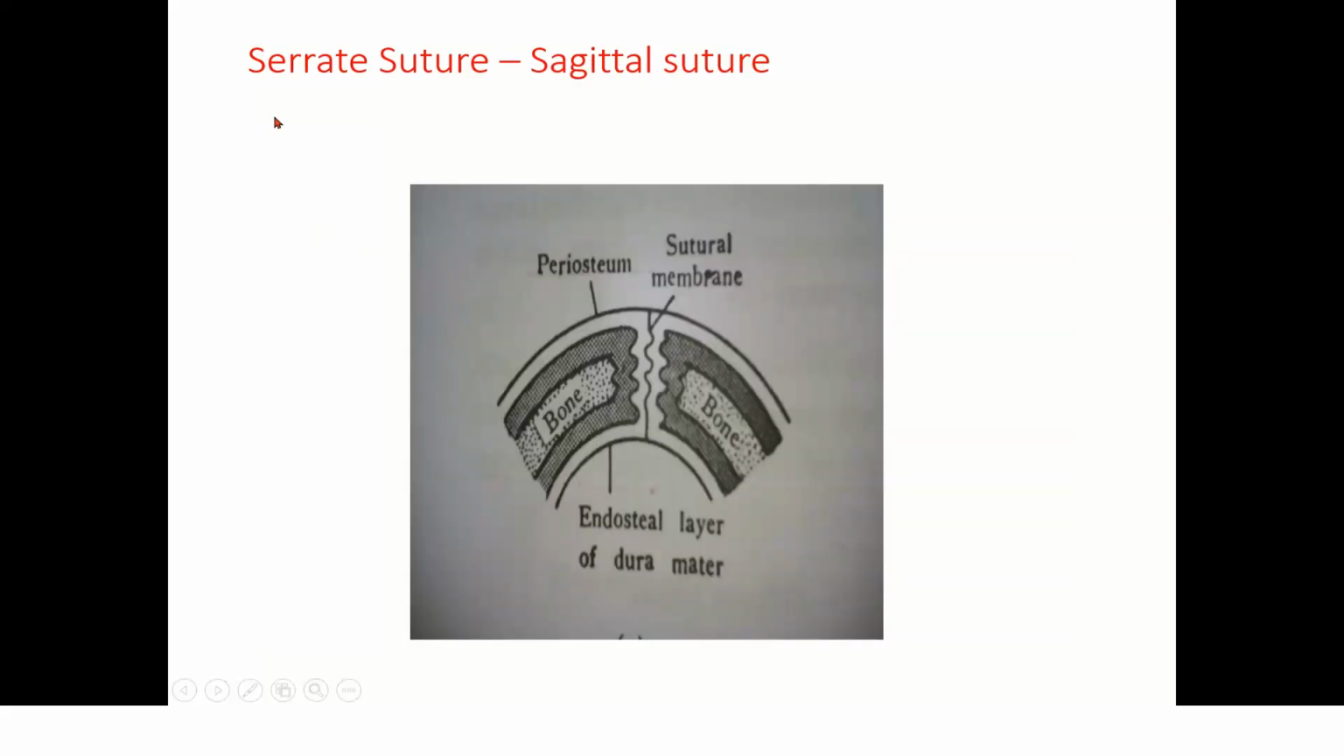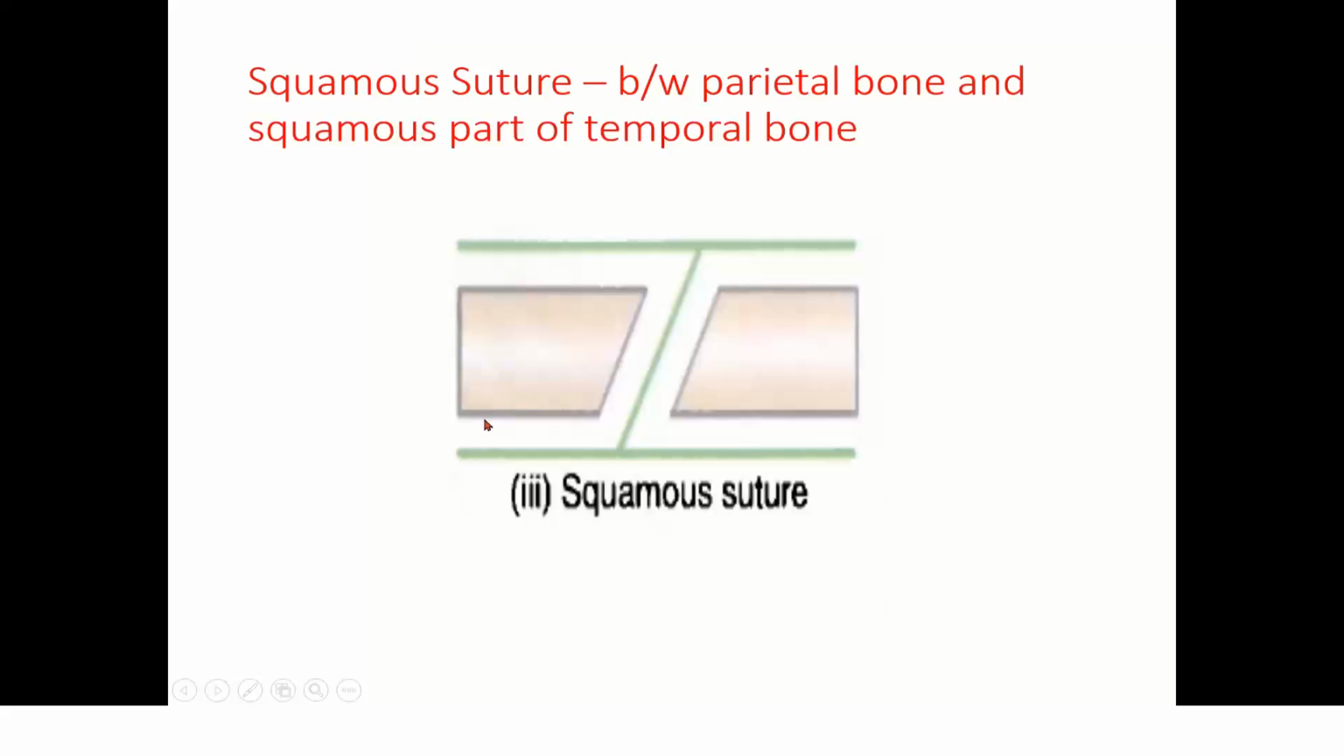The second type of suture is the serrate suture. You can see the joint where the two bones are meeting is like serrations. That's why it's called serrate suture. An example is the sagittal suture. Then the squamous suture, for example between the parietal bone and the squamous part of the temporal bone. The flat surface of one bone joins with the flat surface of the other bone, forming a squamous suture.